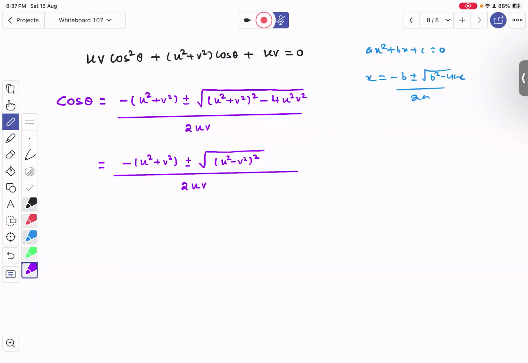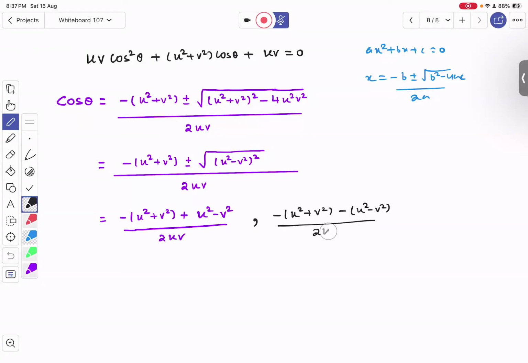So when I take one root, I will take it with the plus sign. So plus 1 of u square minus v square. Here I have a square inside the root, so the root will be gone, by 2uv. Another root I'll write with another color. That will be minus of u square plus v square minus of u square minus v square, by 2uv.